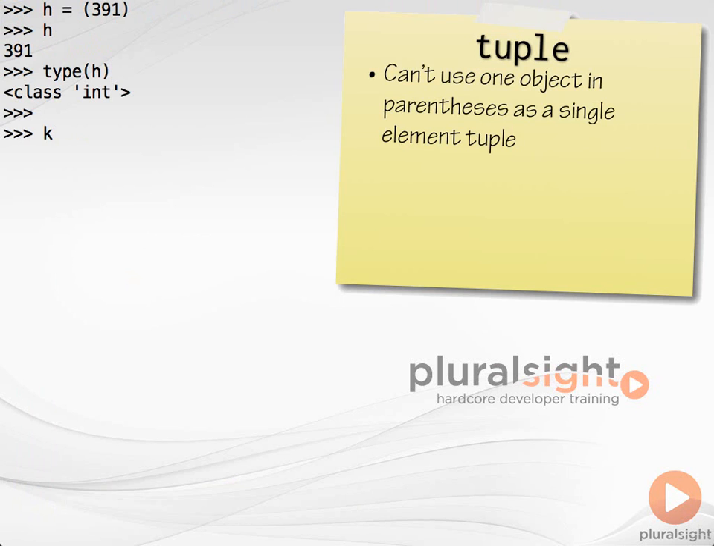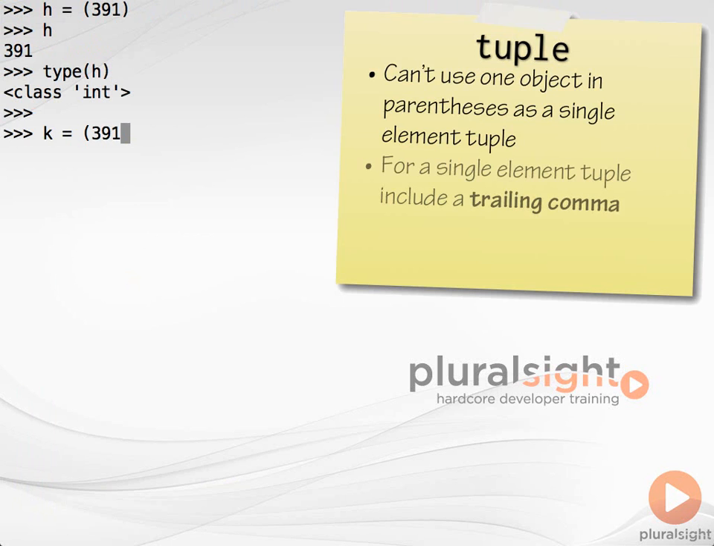To create a single element tuple, we make use of the trailing comma separator, which we're allowed to use when specifying literal tuples, lists, and dictionaries. A single element with a trailing comma is parsed as a single element tuple.